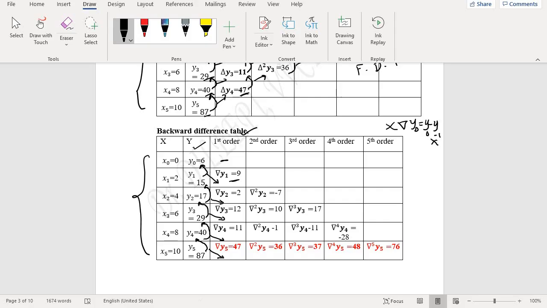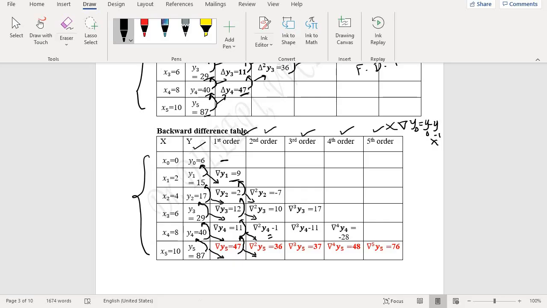Now using this first order backward difference, we'll go for second order backward difference. The definition is del y2 minus del y1 gives del square y2. Del y3 minus del y2 gives del square y3. Del y4 minus del y3 gives del square y4. Del y5 minus del y4 gives del square y5. So this completes my second order. Now on a similar procedure, we need to find out the third order, fourth order and fifth order.